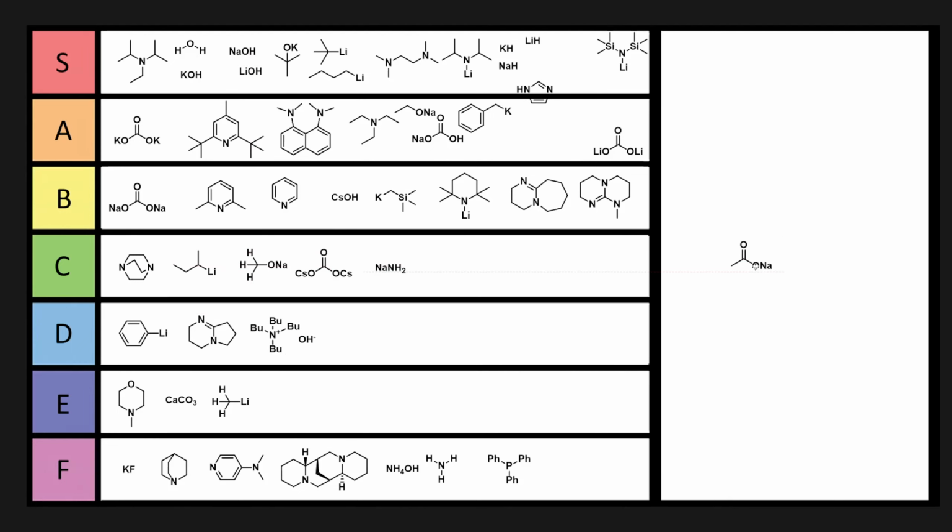Now, sodium acetate is good because it's a buffer, right? It can be protonated, it can be deprotonated a little bit. You can also use it as a very weak base to just push a reaction that just barely needs a little bit of a base to go. I think sodium acetate's pretty good also because it's on salt and vinegar chips, so I'm going to put it in S tier for salt and vinegar.